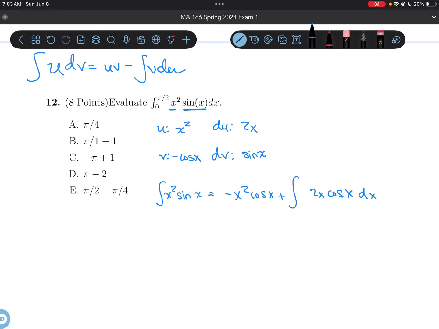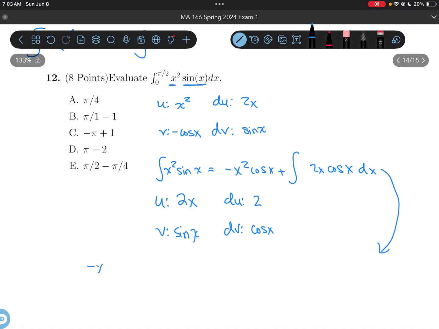Okay, now if we do that, it's the same process, and we even use the same intuition too. So instead of setting u equal to cosine x, we're going to set it to 2x, because that means du is simplified to 2. dv becomes cosine x in that case, and that means the antiderivative of cosine x is sine x, so v is sine x.